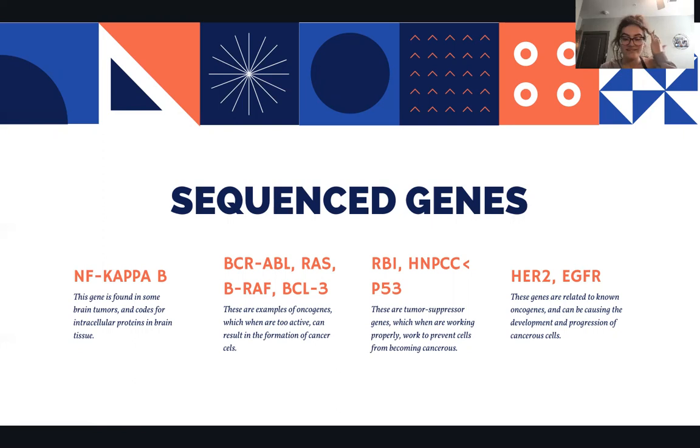The next genes that we looked at for the sequencing were RB1, HNPCC, and the P53 gene. And probably the one that is most common knowledge out of these three is the P53 gene, because that has been really studied in the past few years about its cancer-causing abilities. So these are all tumor suppressor genes.